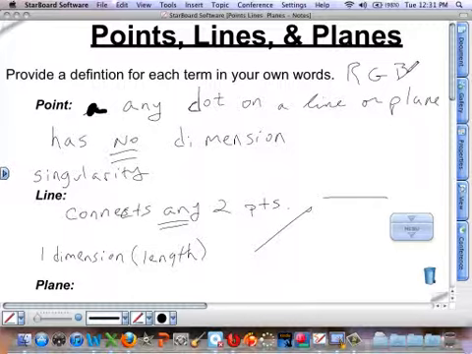And a line is very similar to that. It's just a collection of points. Infinite number of points. Something to think about. The difference. What do you guys come up with?